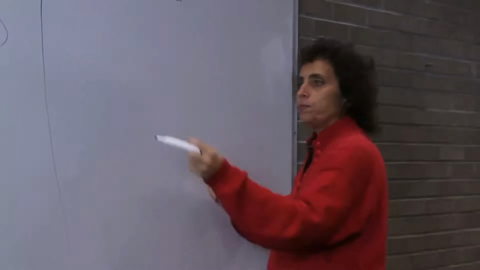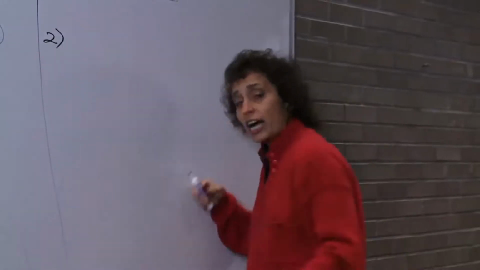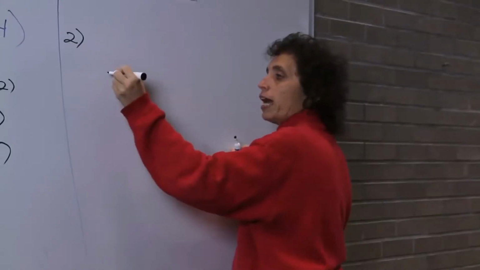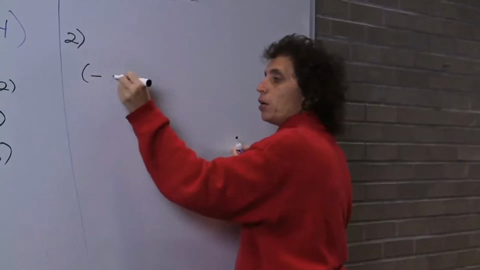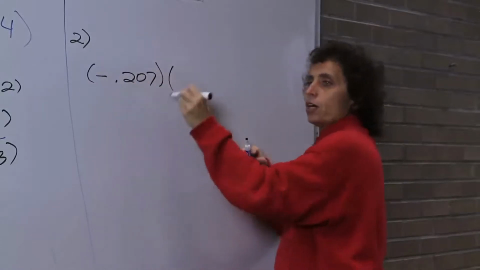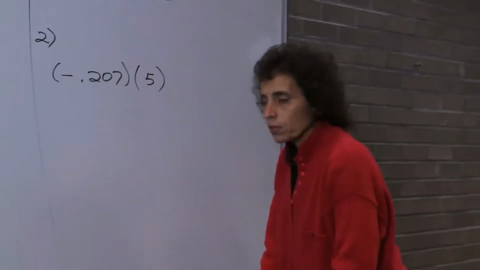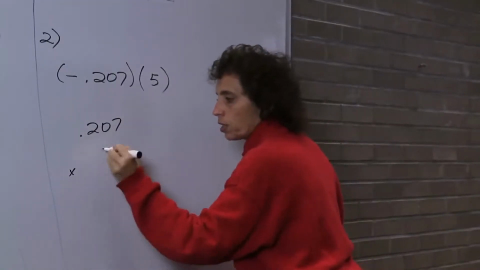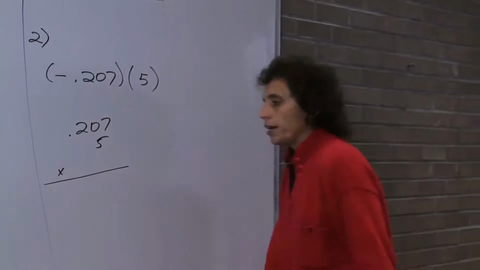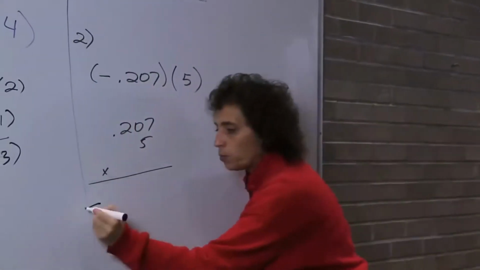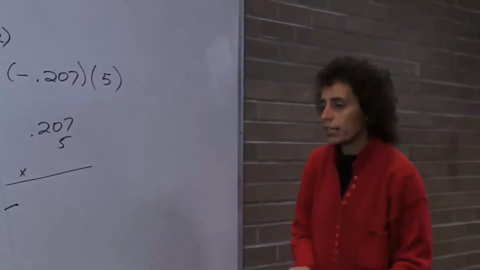Let's try number 2. And again, if I have signed decimals, take care of the signs first. So I have negative 0.207 times 5. So I'm going to write it here, 0.207 times 5. All right, here's the deal. The deal is that I have a negative times a positive, so I know my answer is negative right from the get-go. Take care of that.